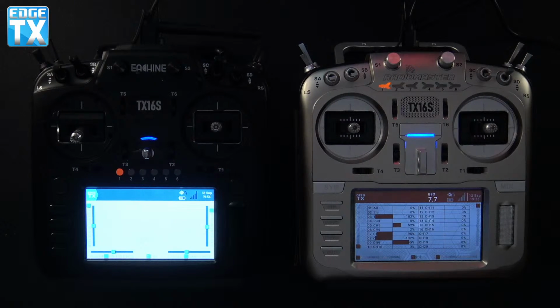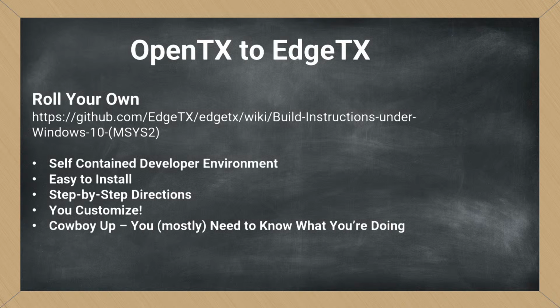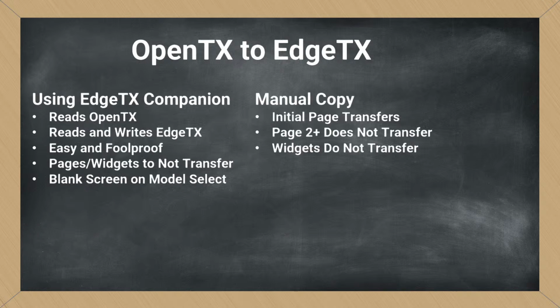I'm going to go back to the Blackboard real quick, and we're going to make sure that we have covered everything. And I want to go back and just reinforce what I just got through showing you. If you do a conversion using OpenTX Edge Companion right here, it can read OpenTX. We did that with the gold radio. It can read and write EdgeTX. We did that with the eSheen TX16S. It's very easy to do. All I did was read from one, disconnect, and write to the other. That was it. Pages and widgets do not transfer.